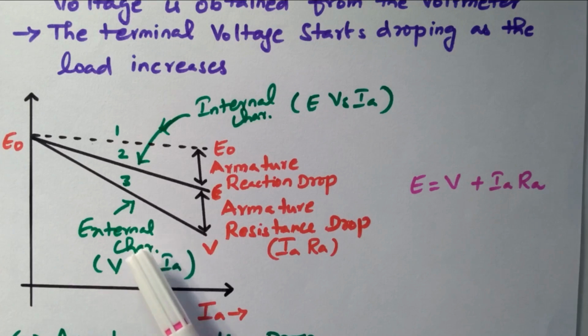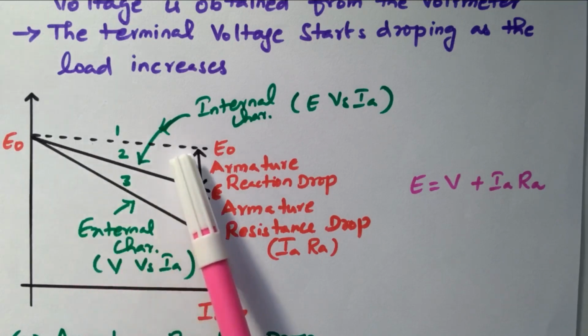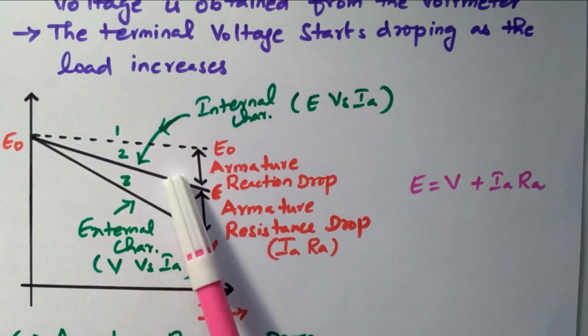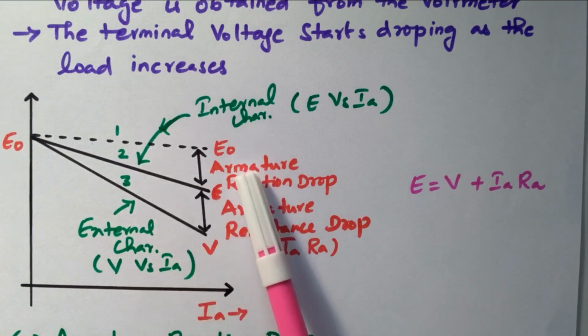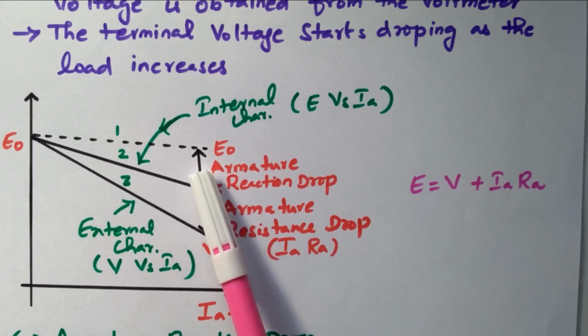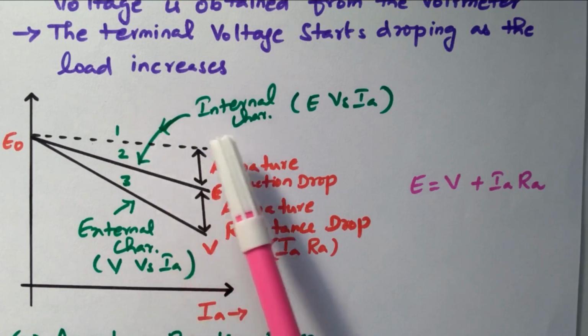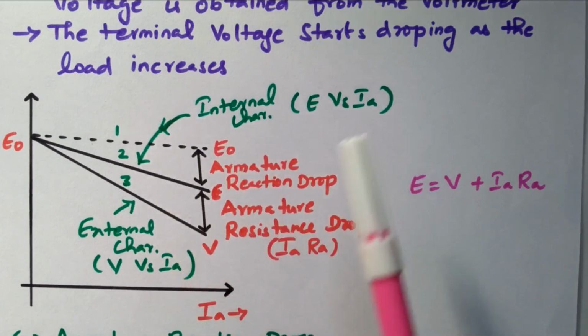This is called the external characteristics, because this V and IA, V is available at the external terminal. So it is called the external characteristics, V versus IA. This dotted line refers to the normal characteristics, the no load characteristics. While loading, what will happen? Armature reaction happens, so the voltage is slightly reduced. That is called the internal characteristics, E versus IA.